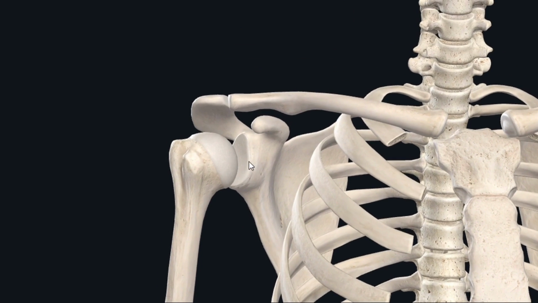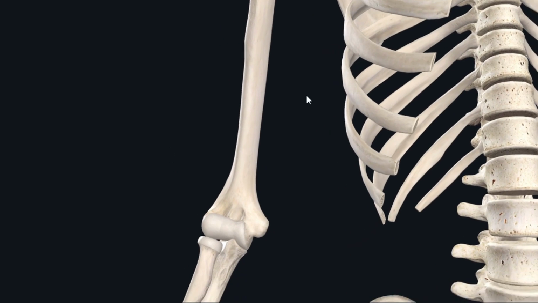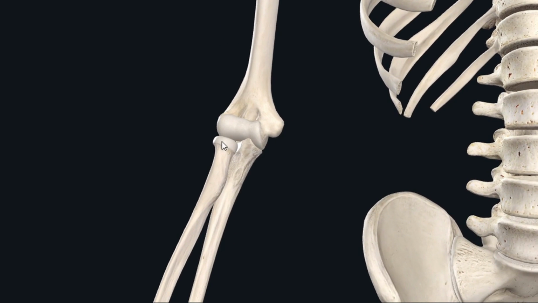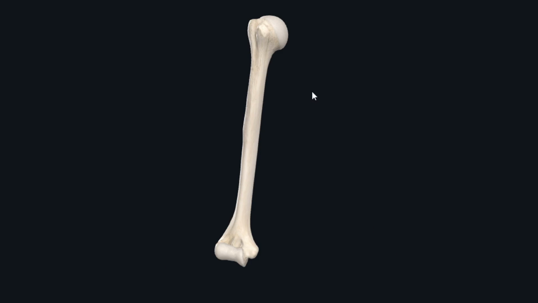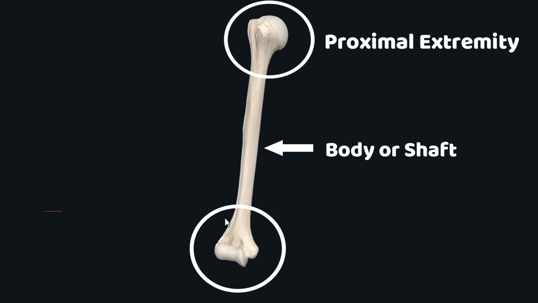Proximally, the humerus articulates with the glenoid cavity of the scapula to form this joint, known as the glenohumeral joint. Distally, the humerus articulates with the head of the radius and with the trochlear notch of the ulna to form the elbow joint. The humerus can be divided into three main regions: the proximal extremity, the body or shaft of the humerus, and the distal extremity.